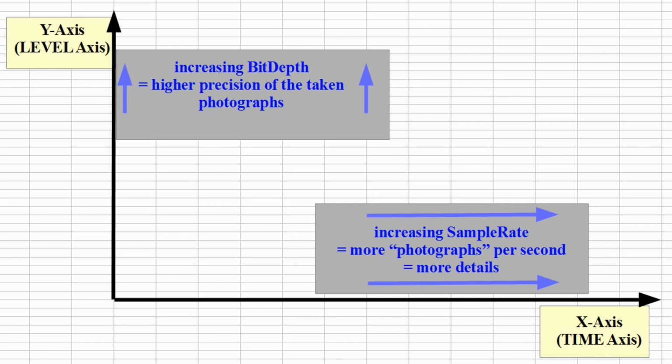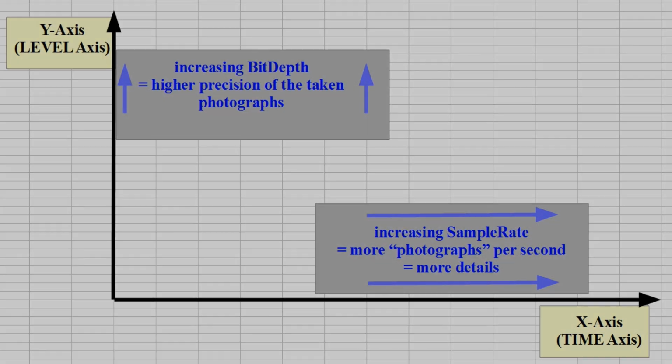Perhaps it's more helpful for predicting the results of sampling at different bit depths and different sample rates when I put the information I gave in the video in a different form. The sample rate, the number of photographs taken per second, sets how many details along the time axis, along the x-axis, the result will contain. The bit depth determines how precise, along the level axis, along the y-axis, these photographs are taken.